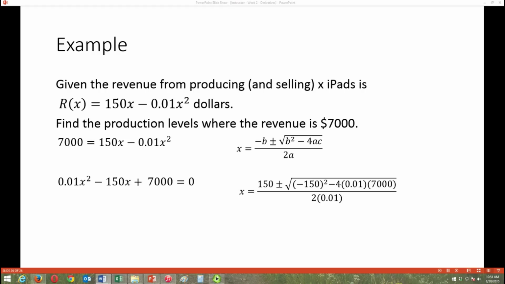This gives us two answers when we simplify. x equals 46.8 and 14,953.2. Please note we cannot produce 0.8 or 0.2 of an iPad, so we'll need to round. x equals 47 and x equals 14,953 are our two answers. That will give us this revenue.